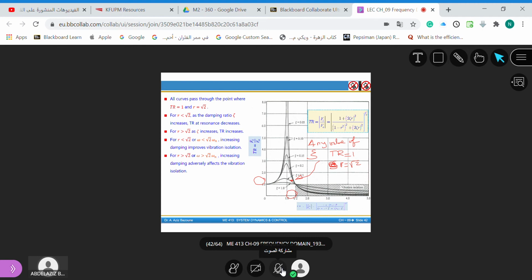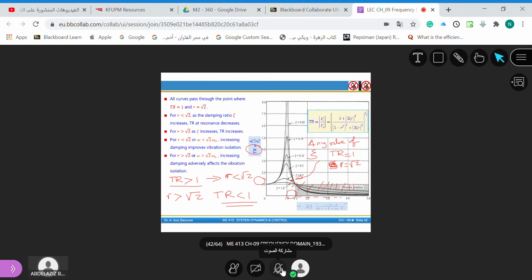Now, TR is greater than 1 if R is less than square root of 2. In this case, there will be what we call amplification. What will happen if R is greater than square root of 2? If R is greater than square root of 2, you see that this TR is less than 1, which means there is a reduction or isolation, and the amplitude of the output is smaller. So it is reduced.